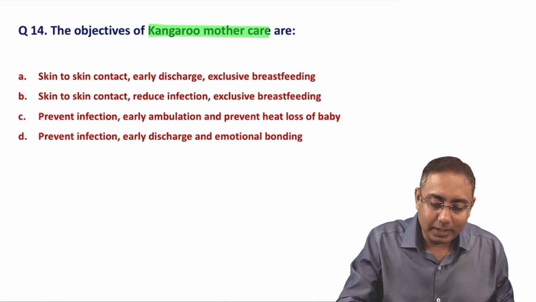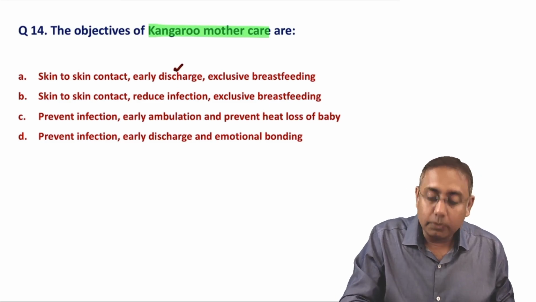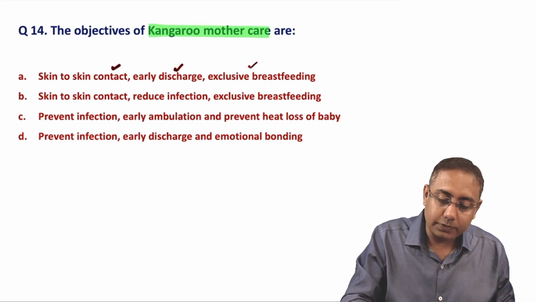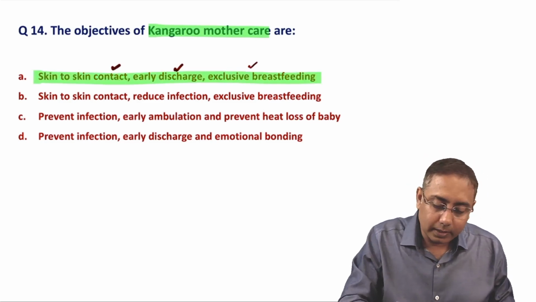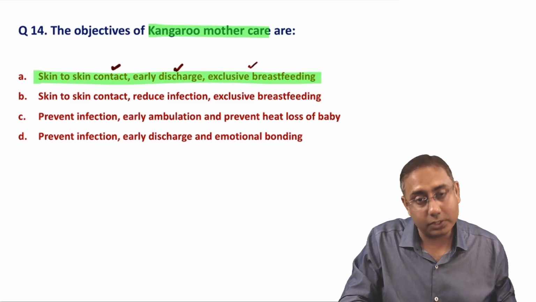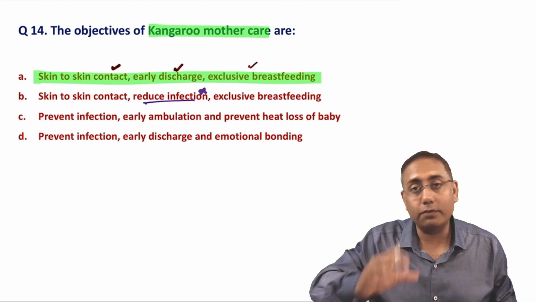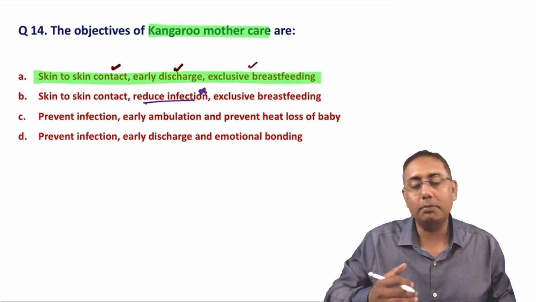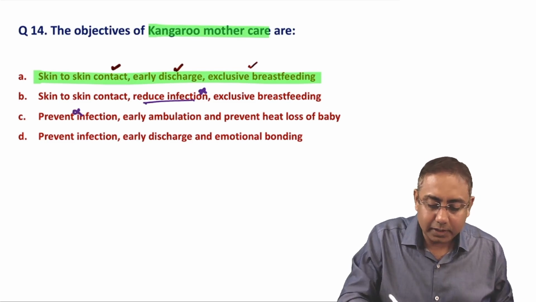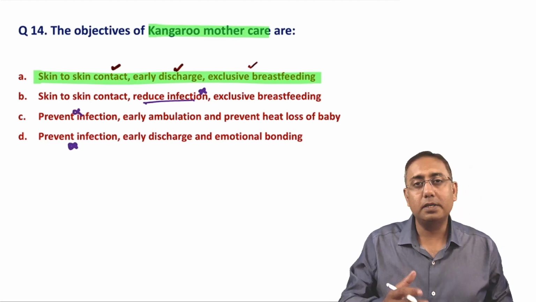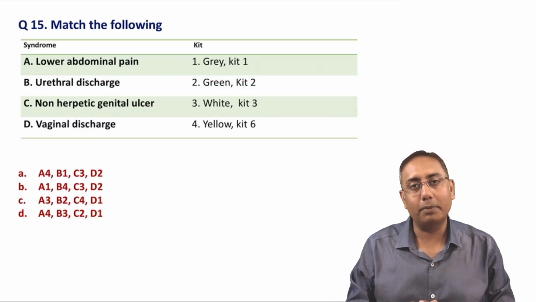So which of the following is correct? It does promote skin to skin contact. It does promote early discharge and exclusive breastfeeding. In fact, option A seems to be the best answer. Let us look at the other options. Skin to skin contact, that is true. Reduce infection is not the main objective of KMC. Of course, it does reduce infection because you are doing exclusive breastfeeding. So options B, C and D are not the main objectives of Kangaroo mother care.